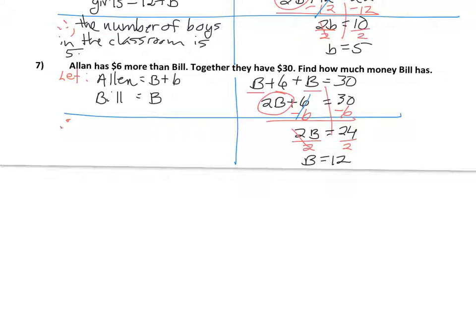So let's answer the question in a complete sentence. Therefore, we are going to answer this question, find out how much money Bill has, as a complete statement. Therefore, Bill has $12. Whoops, let's put 12 in there.